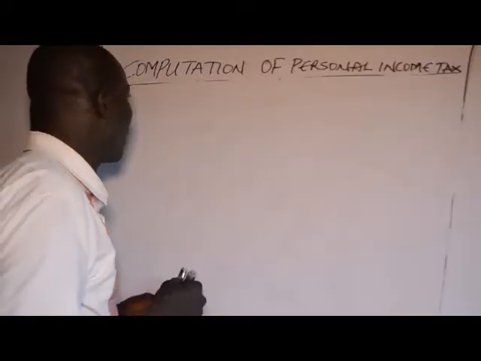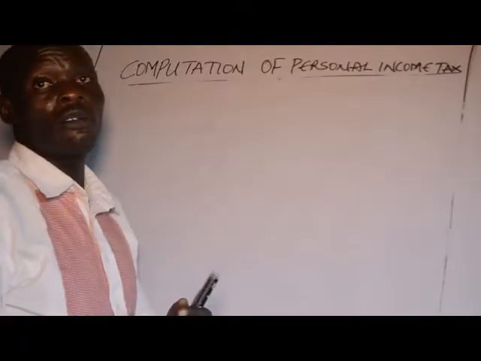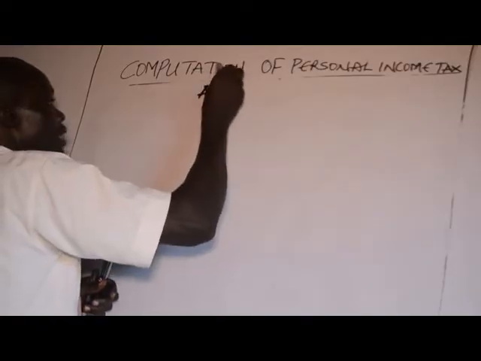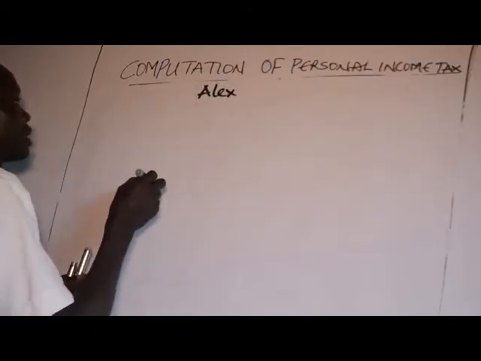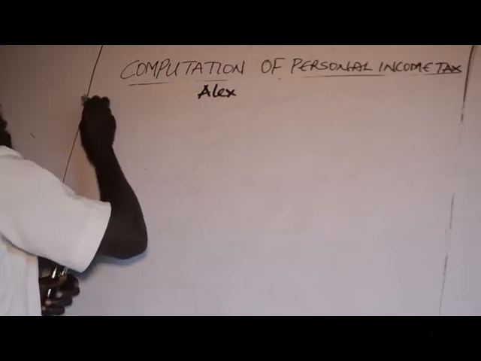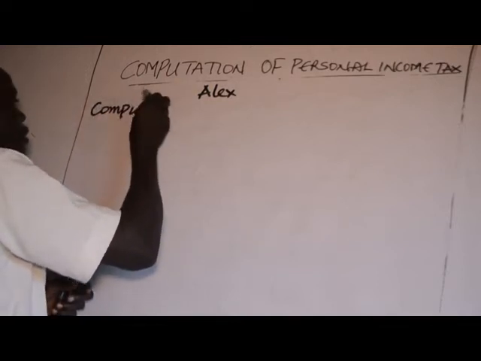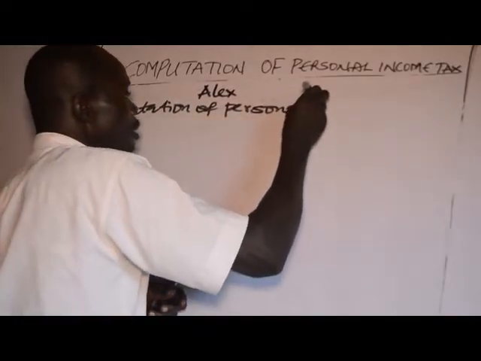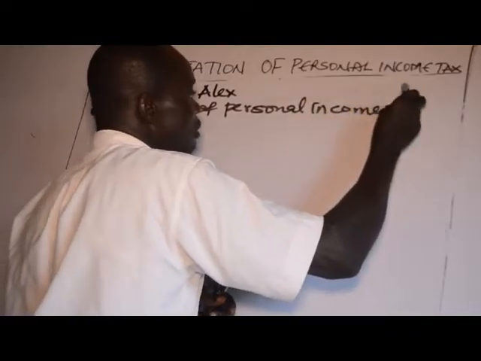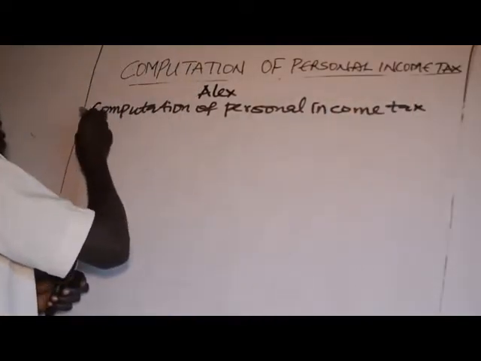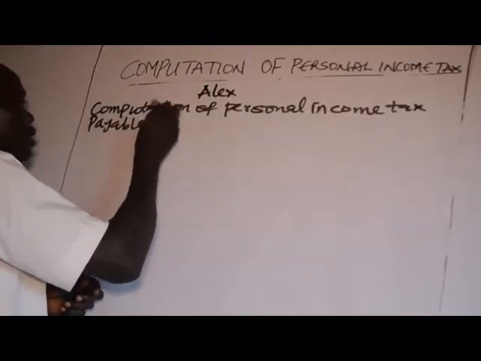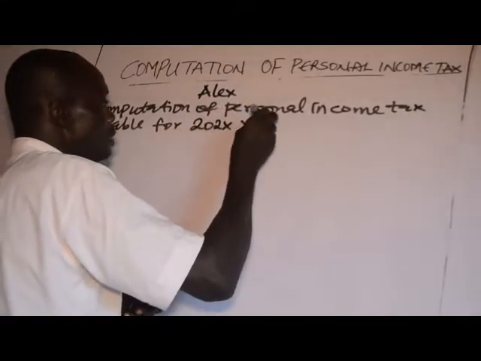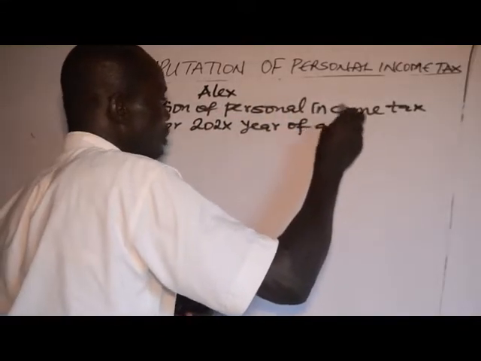I therefore want to consider the format for the computation of personal income tax payable. Let's assume the name of the taxpayer is Alex. You have: Alex, computation of personal income tax payable for, let's assume, the 22x year of assessment.